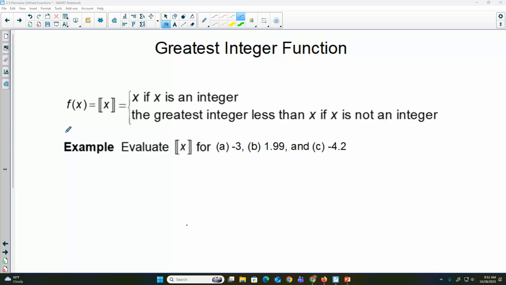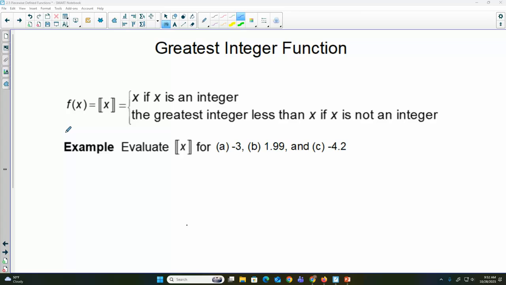What is an integer? What kind of number? Not fraction. It's positive and negative whole numbers. So like -2, -1, 0, 1, 2. So no fractions or decimals. So if you give an integer value, that's what you get out. If I say greatest integer of -3, -3 is an integer, so that's what it gives me.